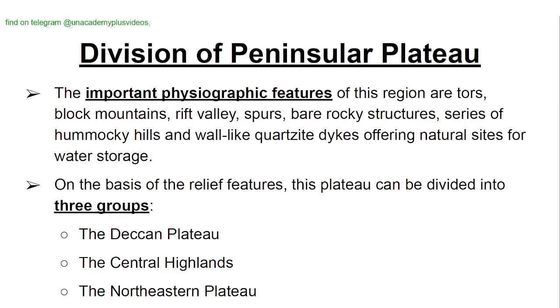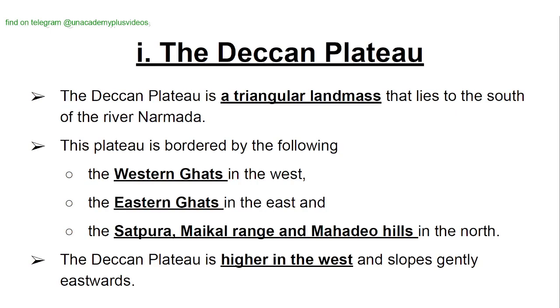Division of the Peninsula Plateau. The important physiographic features of this region are fjords, block mountains, rift valley, spurs, bare rocky structures, series of hummocky hills, and wall-like quartzite dikes offering natural sites for water storage. On the basis of the relief features, this plateau can be divided into three groups: the Deccan Plateau, the Central Highlands, and the Northeastern Plateau. The Deccan Plateau is a triangular landmass that lies to the south of the river Narmada.